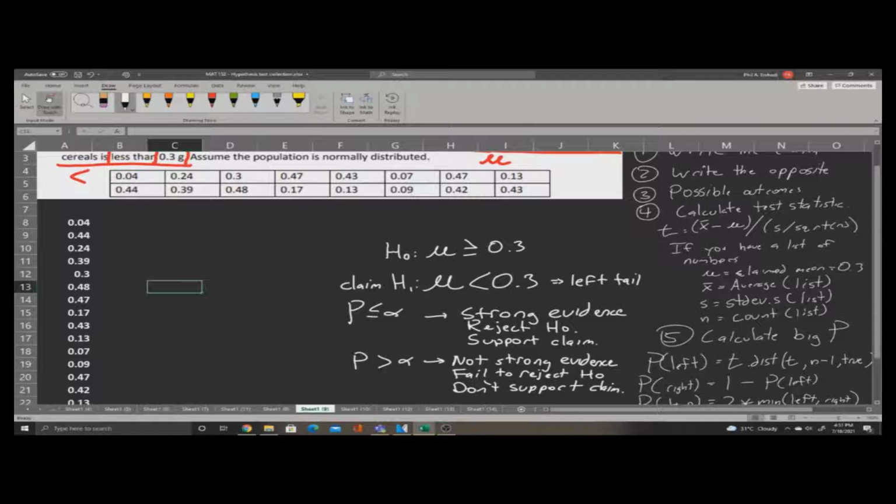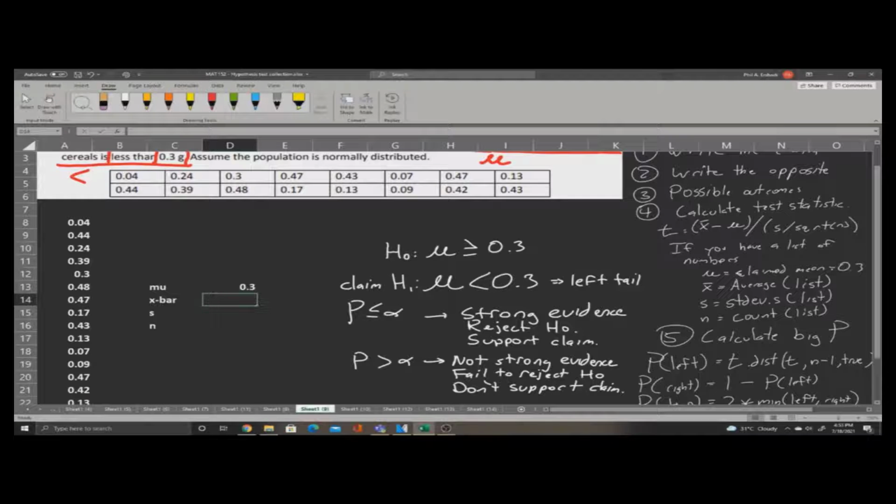Now, calculating the test statistic will take a few steps in this problem. To calculate the test statistic t, we use the equation t equals x bar minus mu divided by s divided by square root of n. We can make a place for all of these symbols in Excel. We'll place mu, x bar, s, and n. The mu we can read directly from the claim. The mean that was claimed is 0.3. We'll enter that for mu.